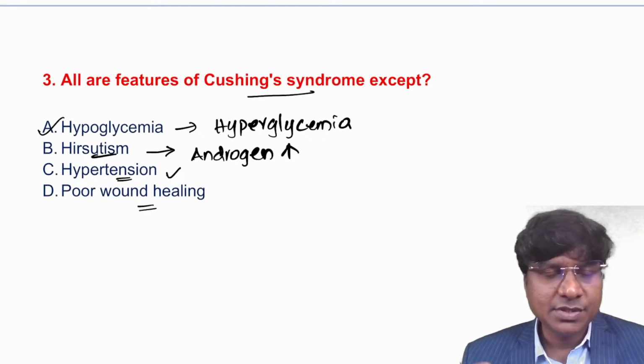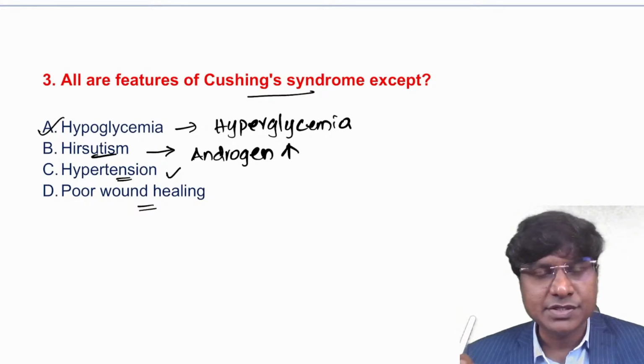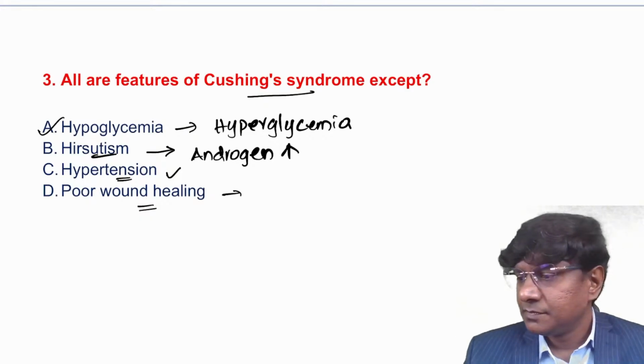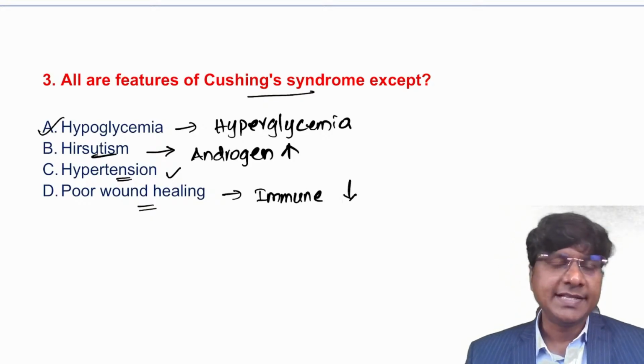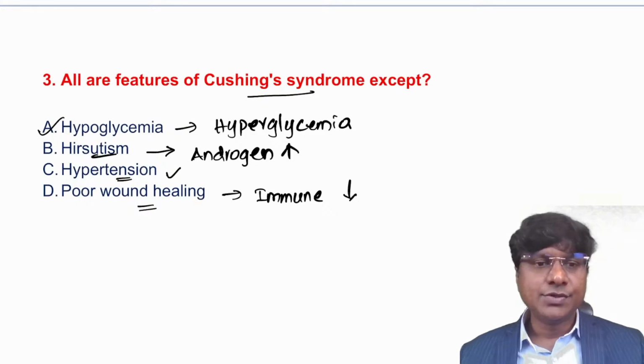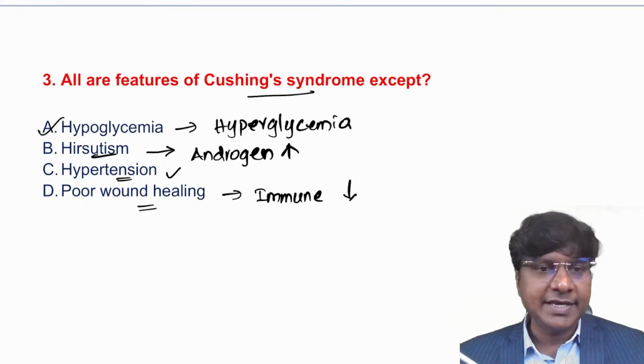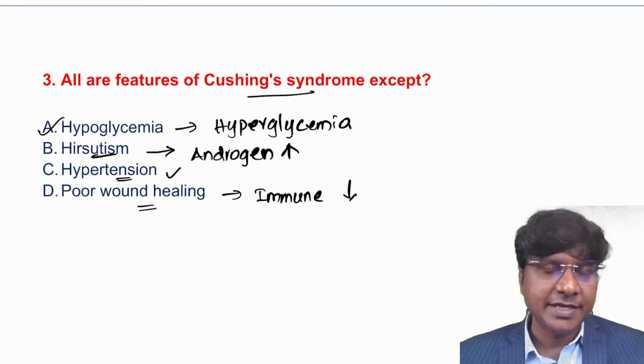And these patients will also be having poor wound healing, right? Why? Because these patients will be having hyperglycemia. That is one point. And the second important point is cortisol will cause protein catabolism, and there will also be immune suppression, right? Hyperglycemia as well as immune suppression will be there in Cushing's, and that is the reason why there will be poor wound healing. So what is the feature that you will not have in Cushing's? Hypoglycemia will not be there. What they will have is hyperglycemia, right?